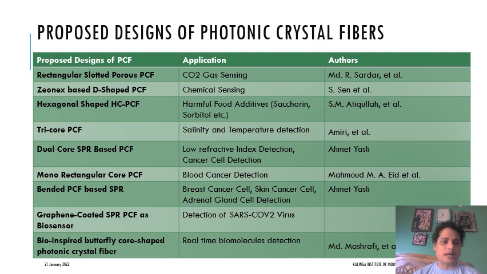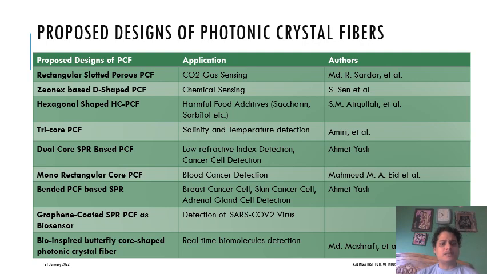Dual core SPR. SPR stands for surface plasmon resonance, which I will talk about in the next slide. Now this dual core PCF uses the principle of surface plasmon resonance, and the geometry contains a dual core surrounded by air holes in the cladding region. Now monorectangular core PCF: in this particular paper, the author has taken the core in a rectangular format, and this type of design is used for blood cancer detection.